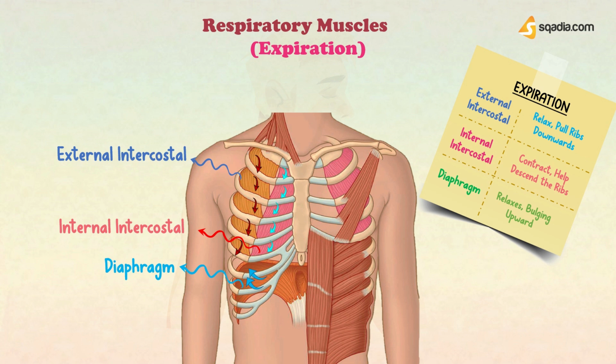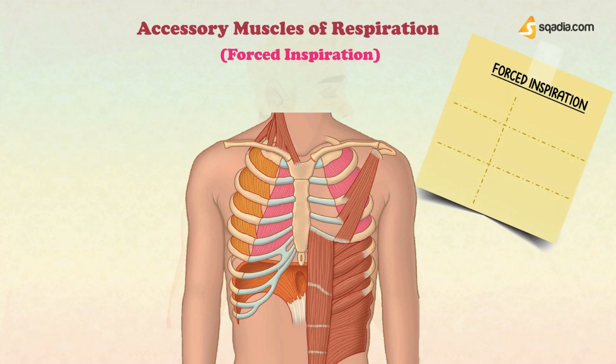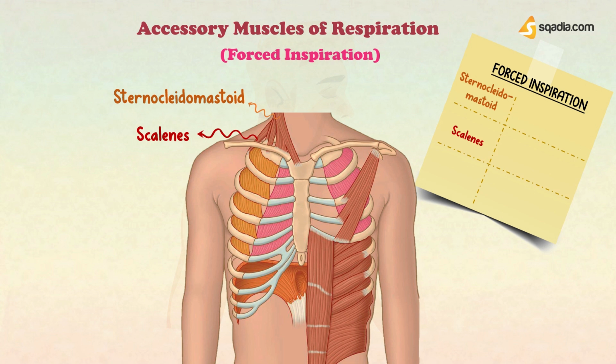Now, during times of forced or labored breathing, additional muscles, called accessory muscles of respiration, join in to assist with breathing. For example, during deep inspiration, muscles of the neck, that are the sternocleidomastoids and scalenes, and the muscle of the chest, the pectoralis minor, contract to help elevate the chest.